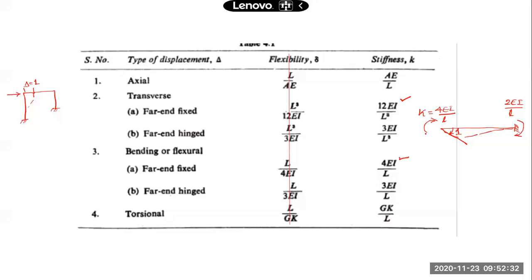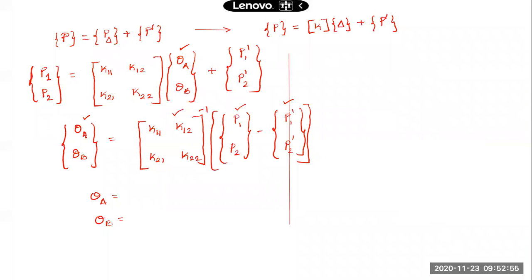This is how we calculate the stiffness coefficients by knowing these formulae. Mainly we are dealing with transverse stiffness and bending stiffness, these two equations. In addition, what we require is 2 EI by L. Further, some more formulae we'll come across. We'll see that when we take up the problems, when we work with the problems.